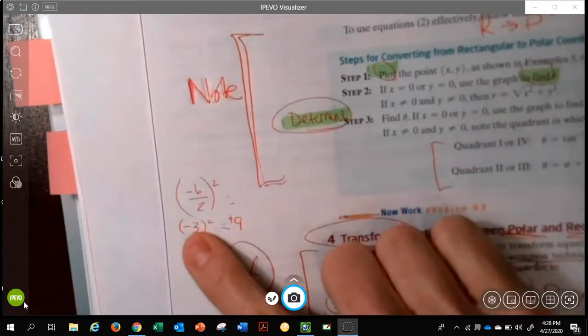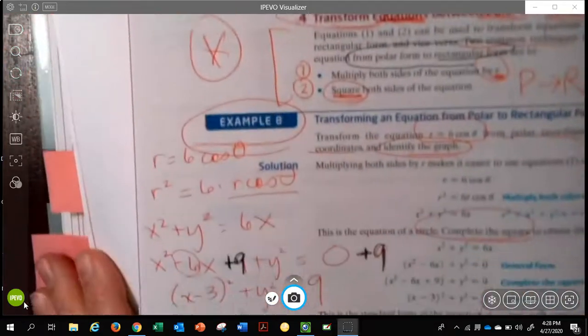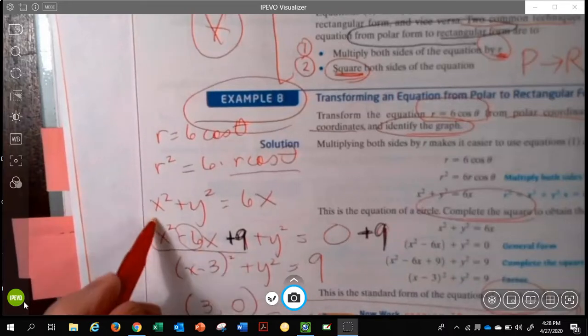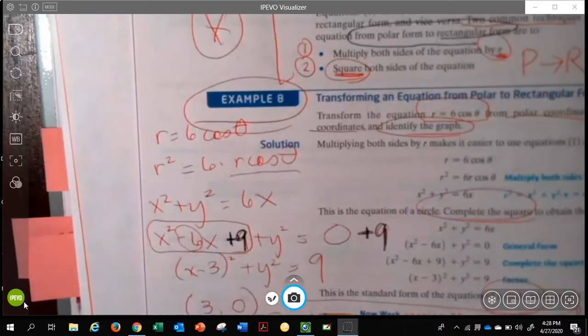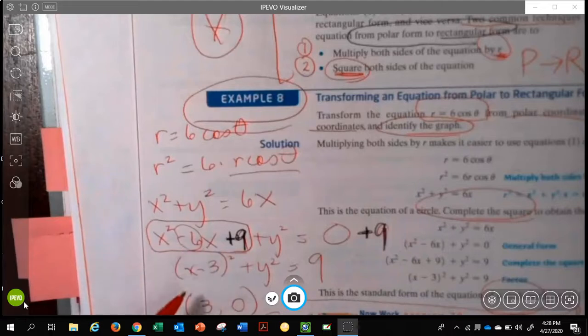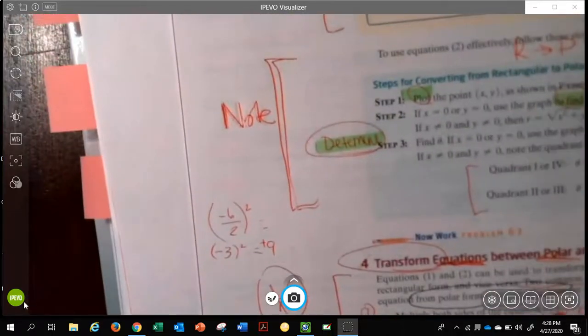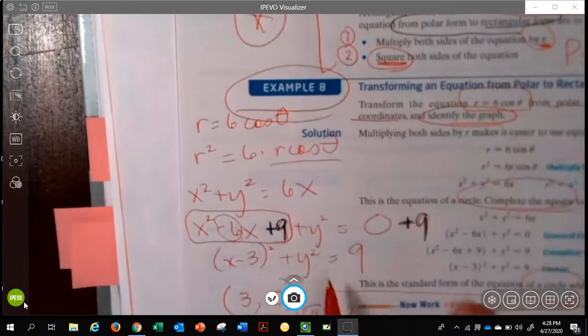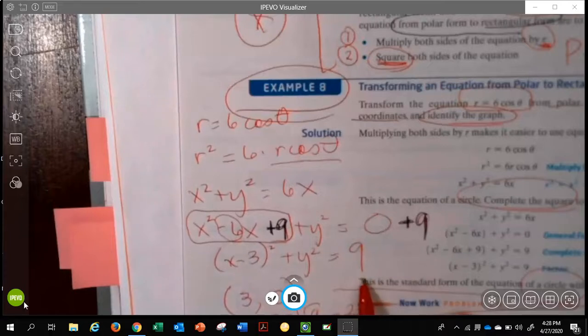But I need to remember that negative 3. It's going to come back in a minute. And so I need to add a 9 to complete the square of this trinomial, and it'll get me a binomial square. And if I add 9 to one side, I have to add 9 to the other side. So this x squared minus 6x plus 9 comes down to, remember I said we were going to need that negative 3 in a minute? Well, here it is. (x minus 3) squared. I still have a plus y squared, and then now I have a 9.